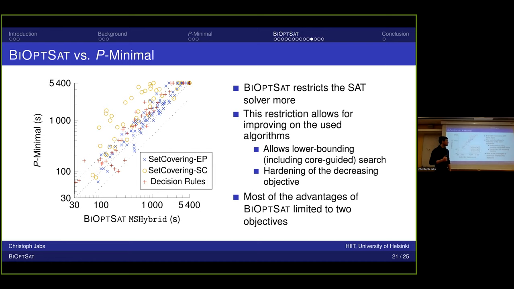And that's also why BiOptSat is somewhat limited to two objectives, because lower bounding search you can only do for the first of your objectives if you would want to scale to multiples. And hardening, I think you could maybe do for the last one or so. I haven't fully thought this through, but it gets tricky if you want to add more objectives. You probably couldn't even do it for the last one, because you don't have a strictly decreasing objective. You still have one that is strictly increasing, but none that is decreasing.